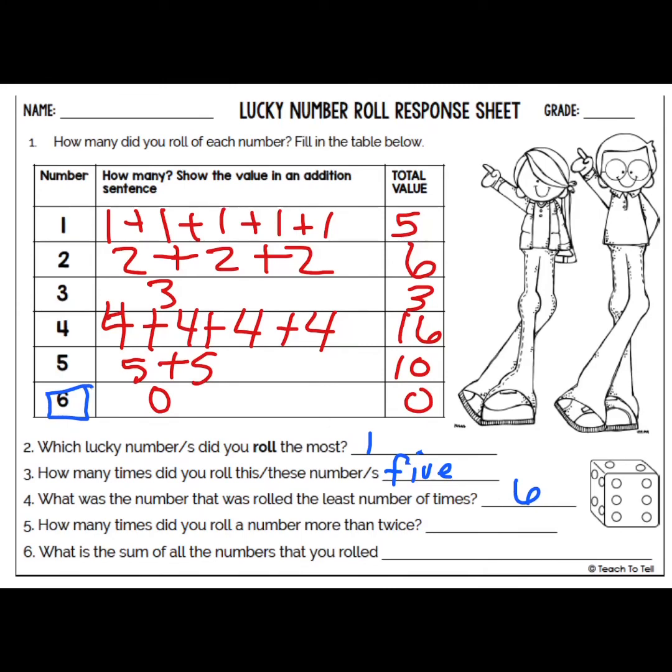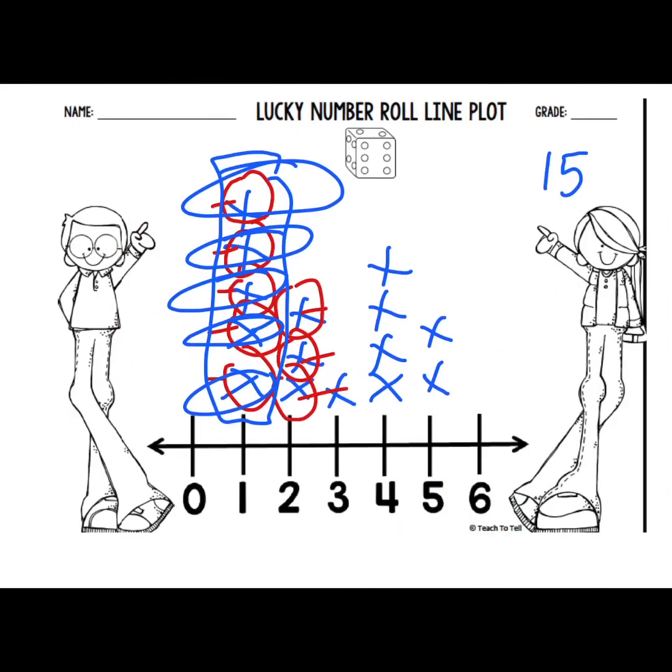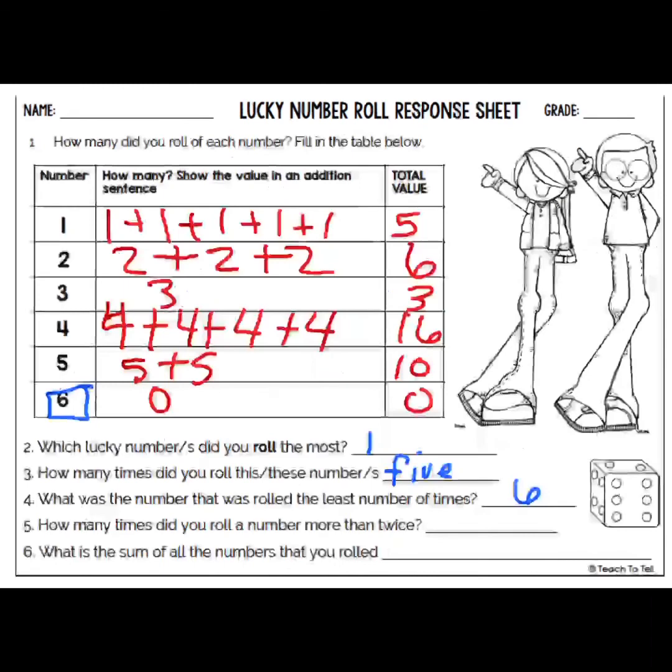How many times did I roll a number more than twice? Well, I rolled the number 1 more than twice, so that's 1. I rolled the number 2 more than twice, so that's 1. Number 3 I only rolled once, so that doesn't count. Number 4 I rolled more than 2 times. And number 5 I only did 2 times. So 3 times I rolled the number more than twice.